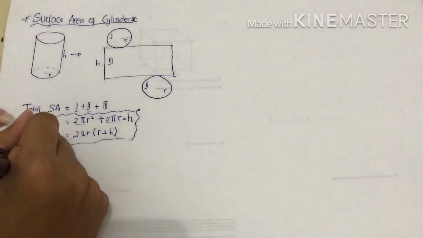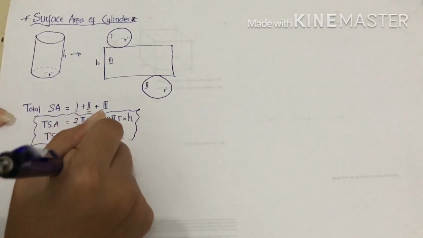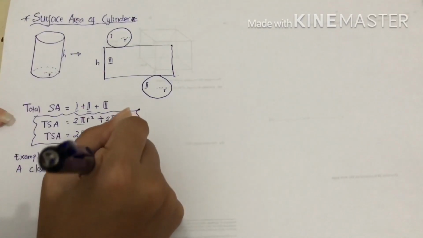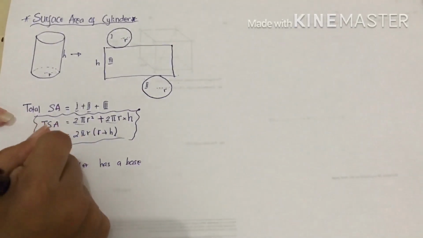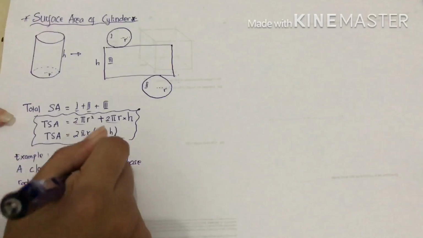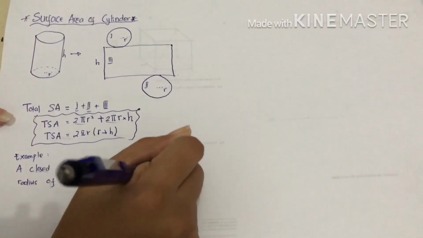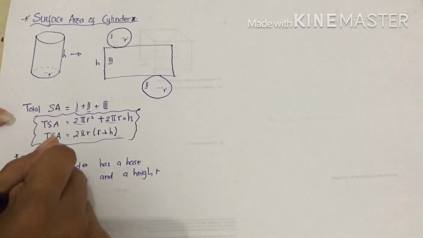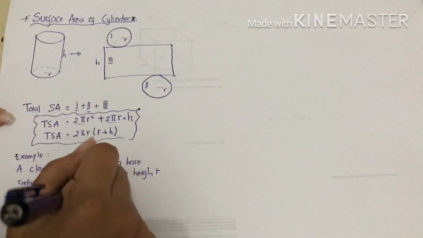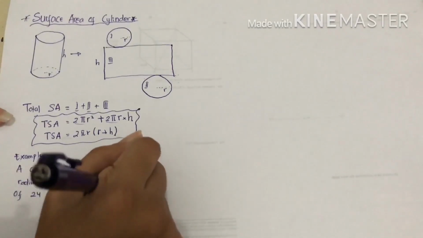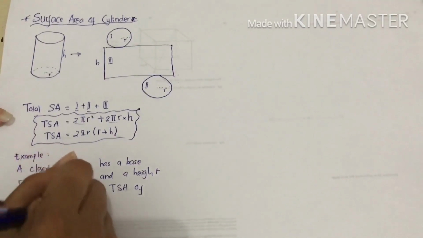Let's just take a simple example. Here a closed cylinder has a base radius of 10 centimeter and a height of 24 centimeter. Find the total surface area of that cylinder.